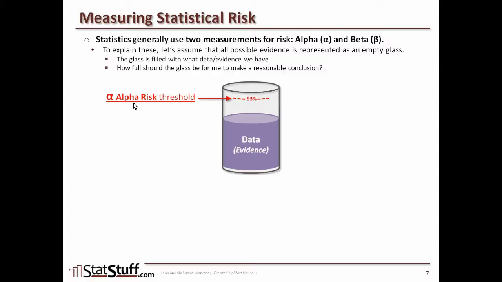One of the risks is called an alpha risk. This might be represented as a threshold here at 95%. This alpha risk is also called a type 1 error. It represents a false positive. Usually 5% is the default level of risk.